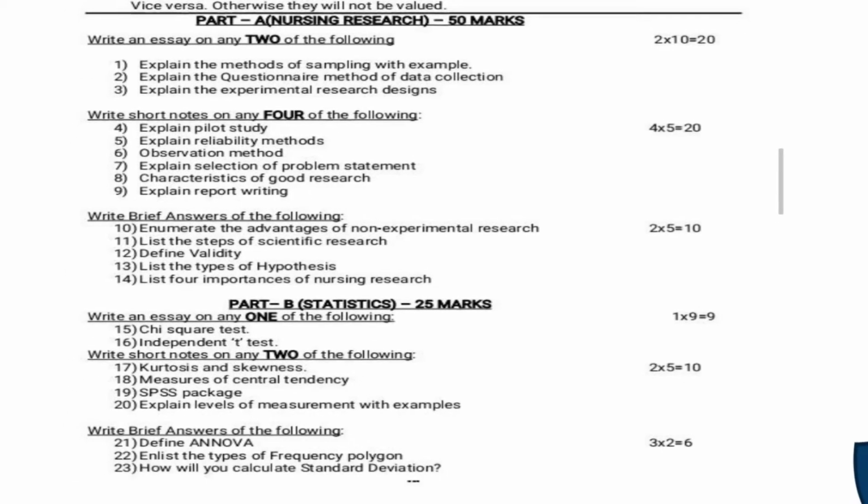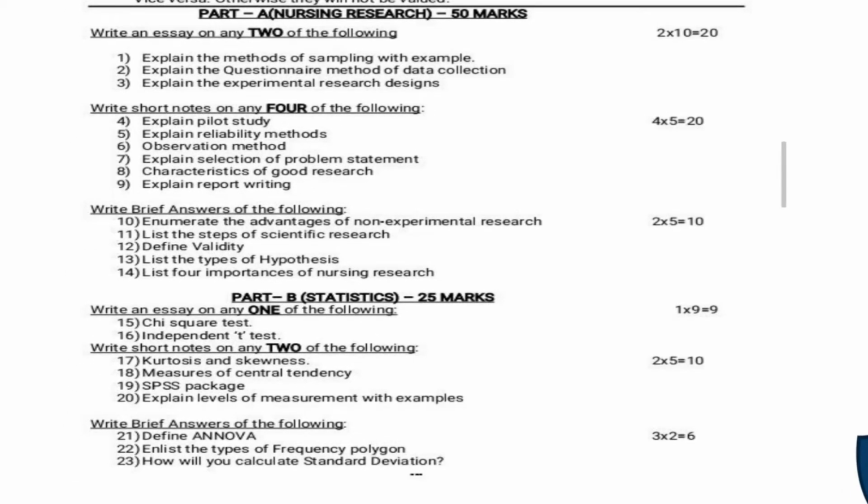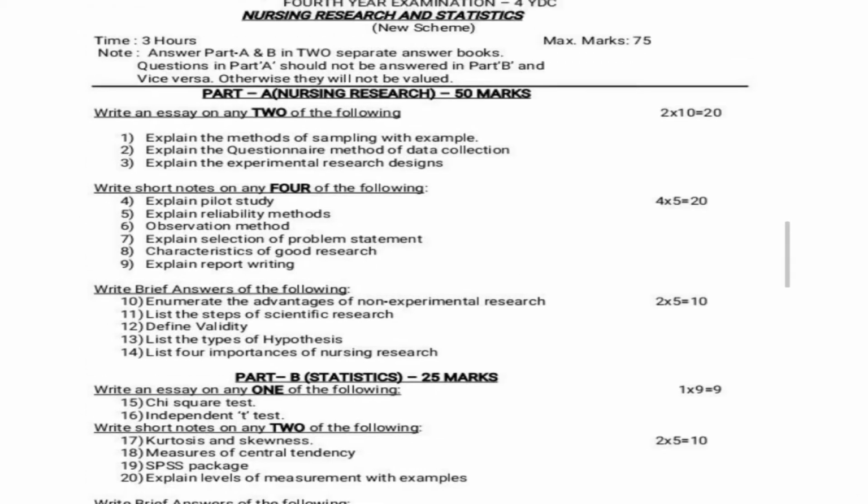And part B, Statistics, is for 25 marks. Essay: out of 2 you have to write 1, that is for 9 marks. Then short notes: out of 4 you have to write 2, 2 into 5, 10 marks. And brief answers: you have to write all 3, 3 into 2, 6 marks. So this is general, so I am not going to repeat it in each question paper. I will just read the questions that have been asked under each section.